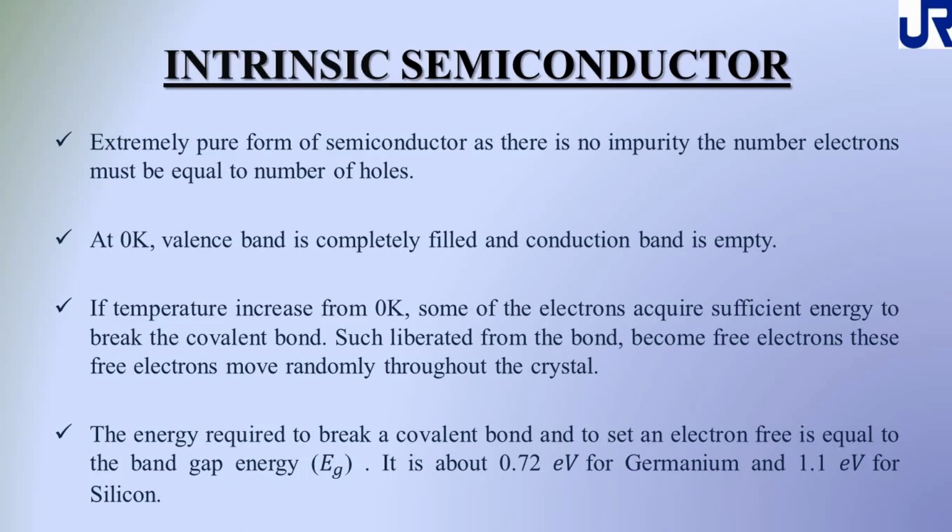It's 0.72 electron volt for germanium and 1.1 electron volt for silicon semiconductor. In the case of an intrinsic semiconductor, the main point to note is, when we increase the temperature, the covalent bond will break and the electrons become free electrons, and they take part in the conduction. So, this is an intrinsic semiconductor.